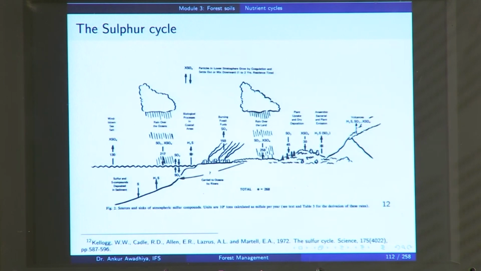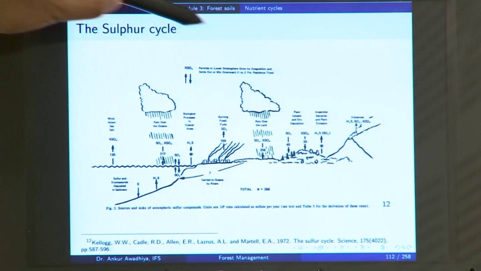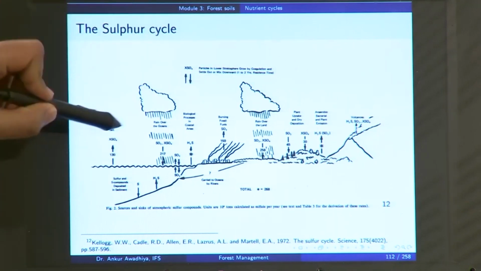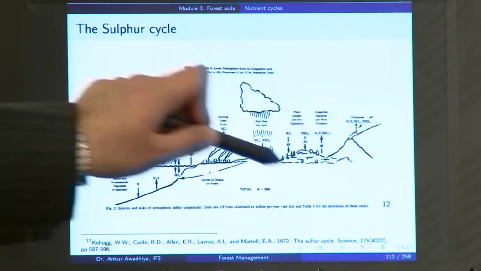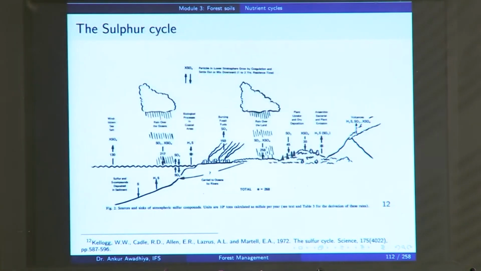Now, similarly, we also have the sulfur cycle. In this case, what we are seeing is that sulfur is present in the air, sulfur is present in water, sulfur is present in land, and sulfur is also present in the biota. And there are a number of processes through which this sulfur is moving from one place to another.